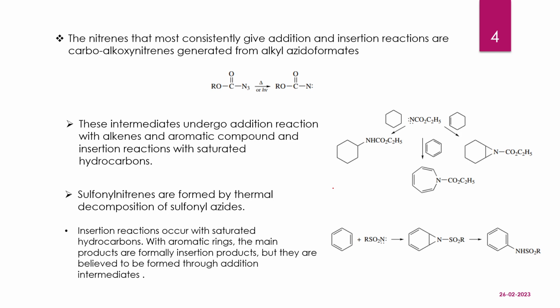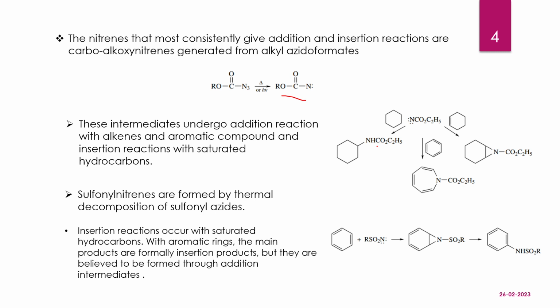The nitrenes that most consistently give addition and insertion reactions are the carboalkoxy nitrenes generated from alkyl azidoformate. You can see this type of alkyl azidoformate can undergo thermolysis or photolysis to give this type of nitrene intermediate. This intermediate can undergo addition reaction with alkenes and aromatic compounds, and also insertion reaction with saturated hydrocarbons. If it is an alkene or any aromatic compound, it undergoes addition reaction similar to the carbene.